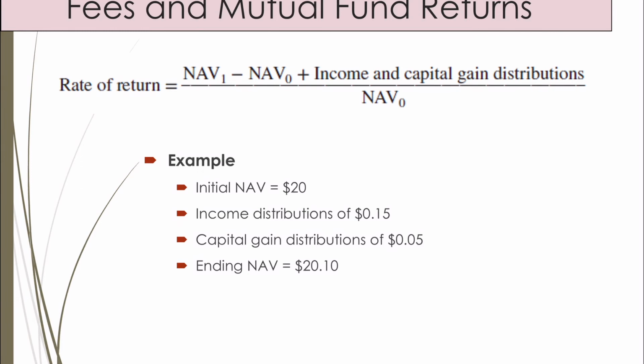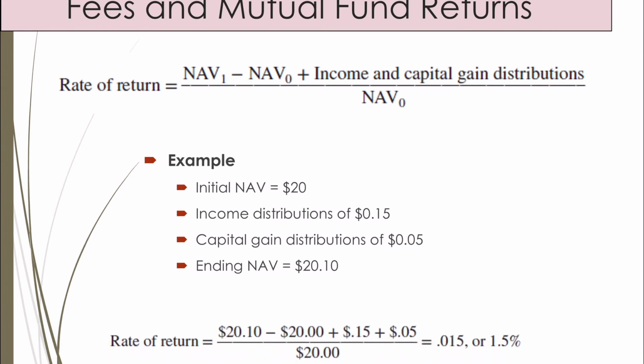Obviously, fees can have a big effect on your performance, and we'll showcase that on the next slide. But in this particular example, we start off with an initial net asset value of $20. Our ending net asset value was $20.10. We had income distributions of 15 cents, and we had a capital gain distribution of 5 cents. What we would do is take our ending net asset value, subtract our beginning net asset value, add in the income distributions and capital gain distributions, and divide by the beginning net asset value. You can see our rate of return.